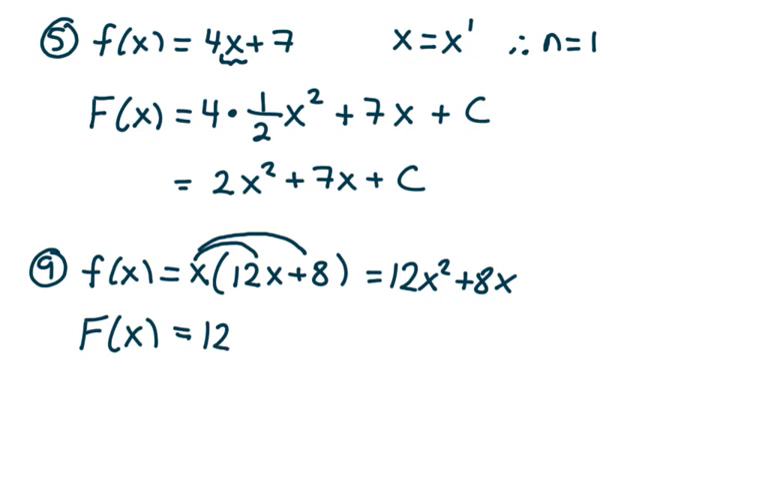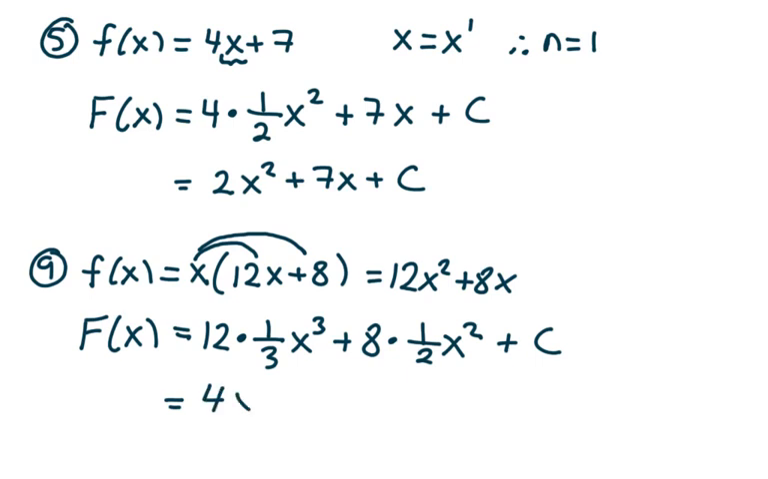So I'm going to get 12 times 1/3 x cubed. For the first term, n is 2. And then I get 8 times 1/2 x squared. But we're looking for a general antiderivative. So in other words, we're looking for a family of functions whose derivative is 12x squared plus 8x. And so we have to add c. And then when I simplify, I get 4x cubed plus 4x squared plus c. That's number 9.